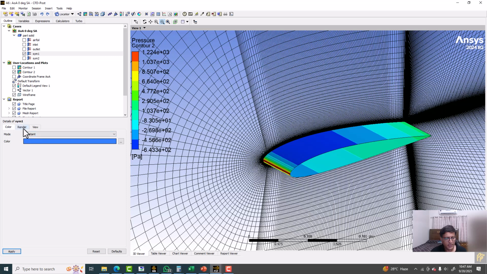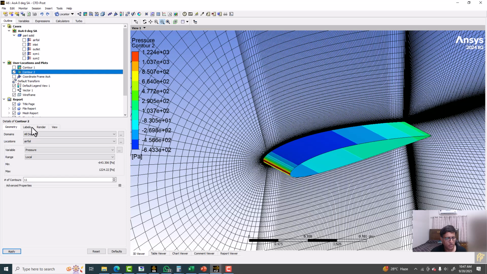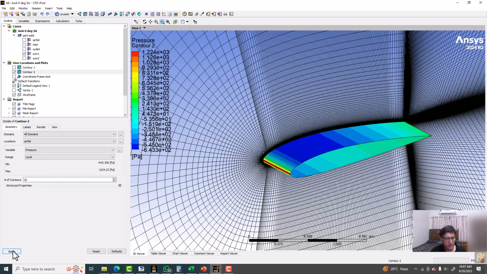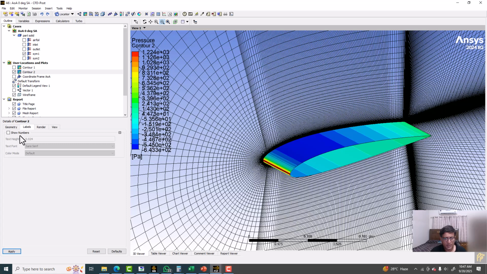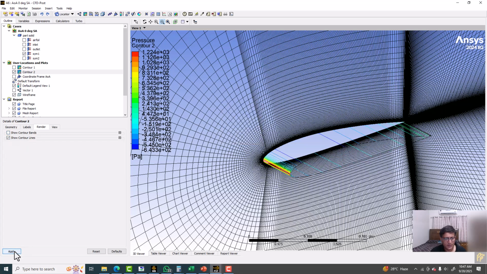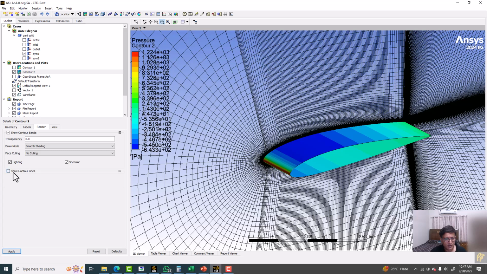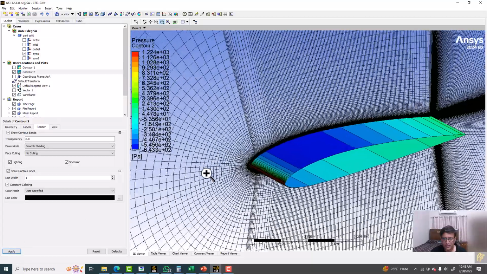Okay, and secondly, when you're displaying the contour plots, here you can change the number of levels to 20 and apply. Labels, you can put the numbers also on these levels, and there is show color bands, like this, and you can also turn off the color lines. And secondly, you can make the color lines a single color, for example the black color, like this.